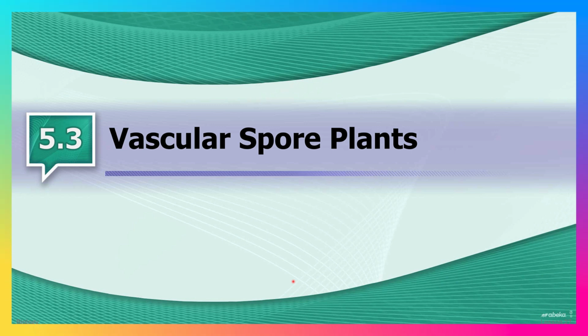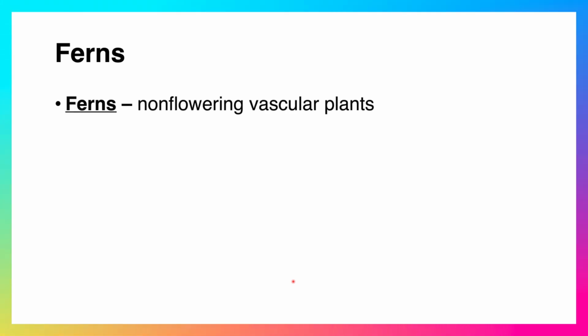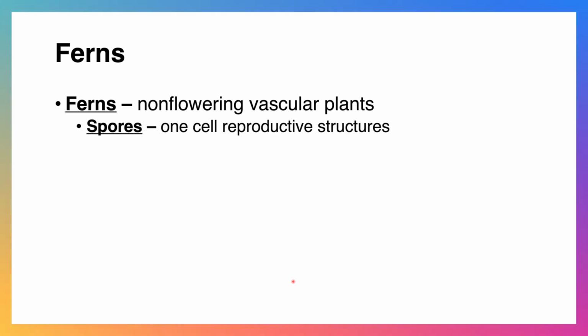Now let's move on and talk about vascular spore-producing plants. These would be plants that do not produce seeds, but reproduce by other means. And the main one of these is the ferns. A fern is a non-flowering vascular plant that does not reproduce using seeds, but reproduces using spores. Spores are one-celled reproductive structures that produce another plant.